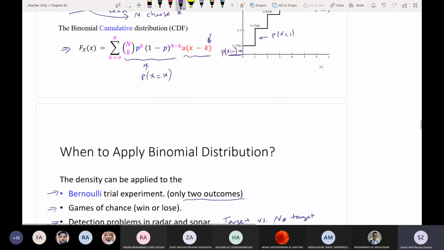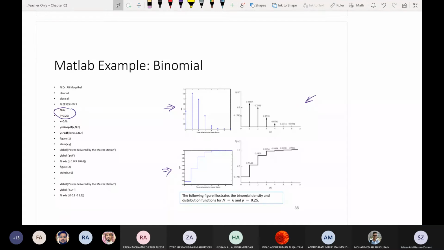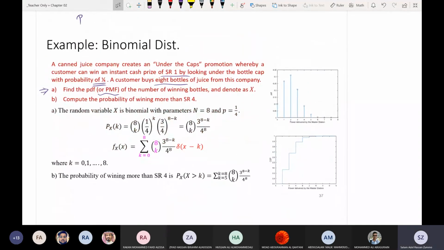Okay. So the question was: find the PMF or the PDF of the number of winning bottles. Winning means the ones with 1 real under the cap. Denoted as X, so this is basically the random variable. And compute the probability of winning more than 4 reals.